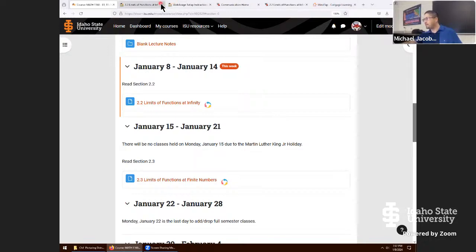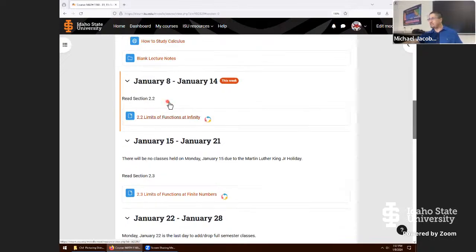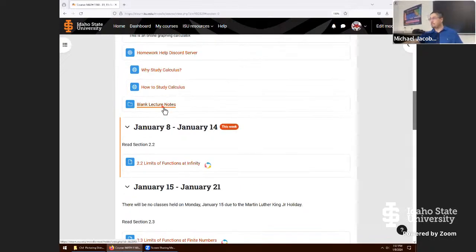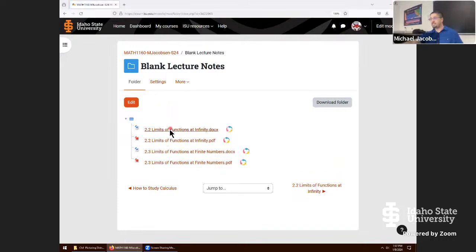Okay, let me organize my tabs here a little bit better. Let's go to section 2.2. Now, these are the PDFs. If you want a Word document, go here to the blank lecture notes, and it's here as a Word form. But word of warning, from these Word documents, I use a lot of equation editors, so if things aren't showing up nicely on your machine, you might want to use the PDF. If you're printing something out, the PDF is definitely what you want to use. There's weird things that can happen printing out a Word file with an equation editor.